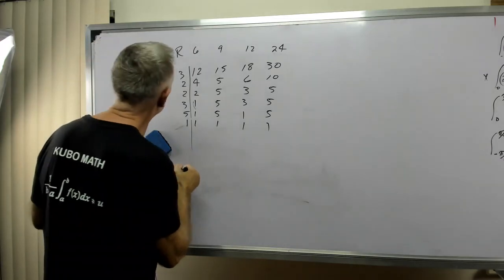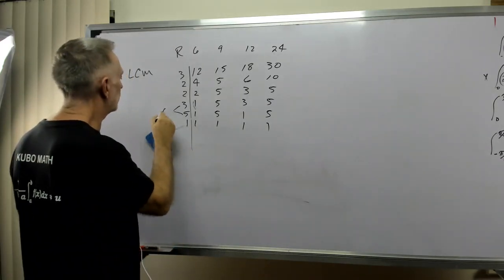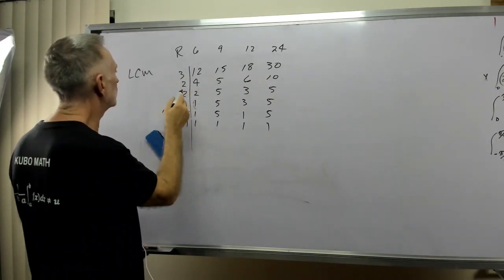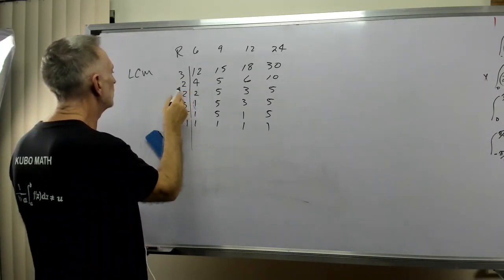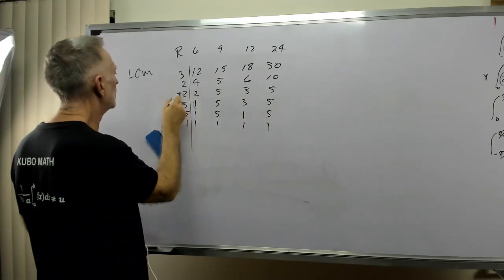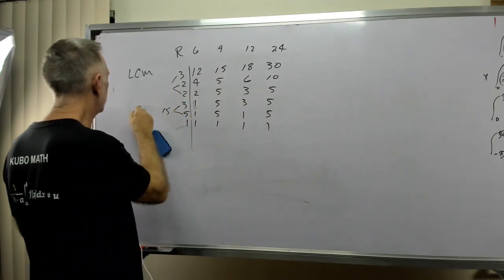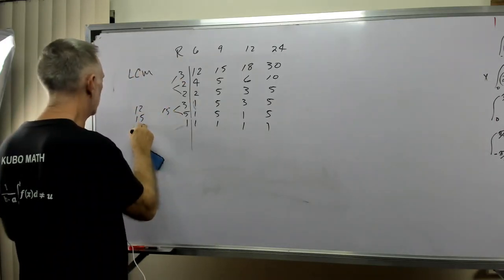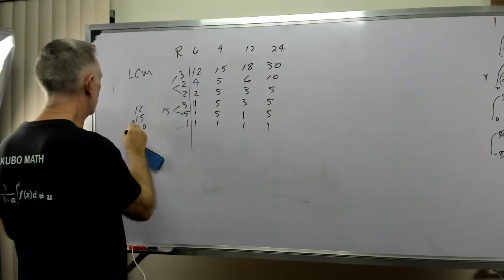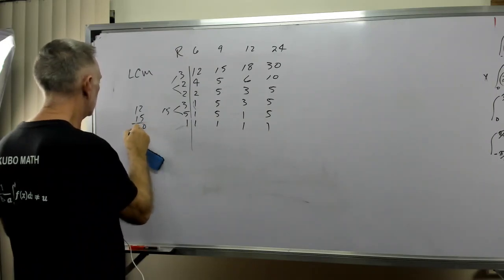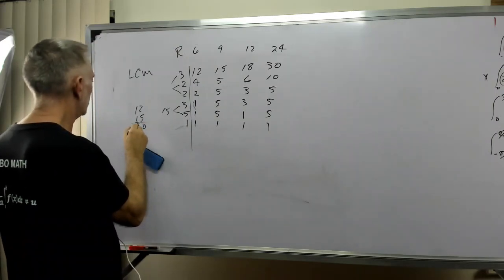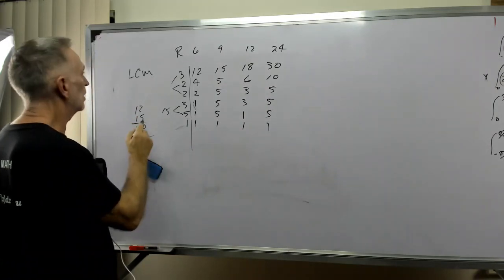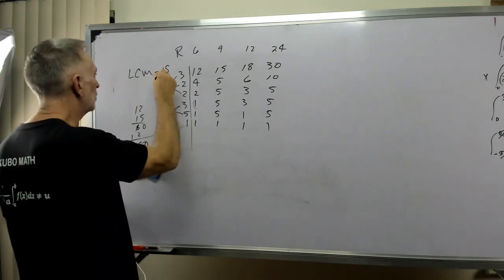All right, what do we have here? 5 times 3 is 15. 2 times 2 is 4. 4 times 3 is 12. 12 times 15. 1 times 2 is 2. 1 times 1 is 1. 180. All right. So least common multiple, 180.